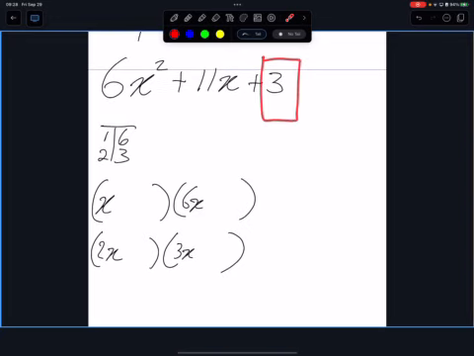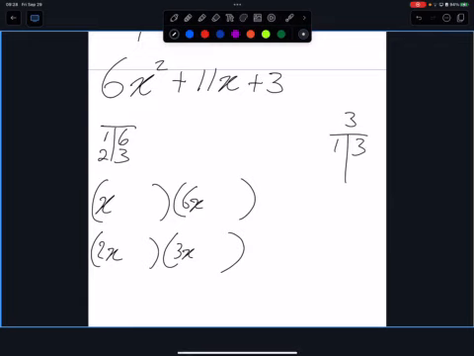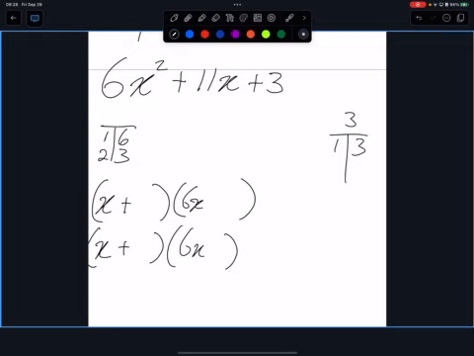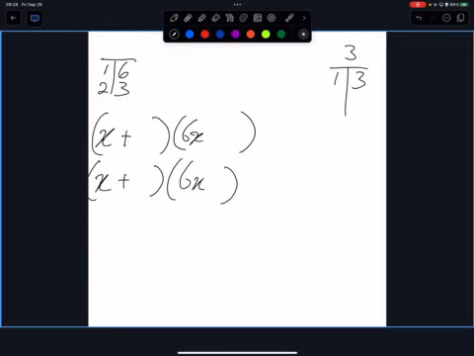And then you go for the last one, 3. What are the possibilities with 3? 1 and 3. That's it. There are no more possibilities for 3, because they need to be multiplied. So for 3, it's 1 and 3. So it's either, let me write all the possibilities: x and 6x, and the other one, 2x and 3x.